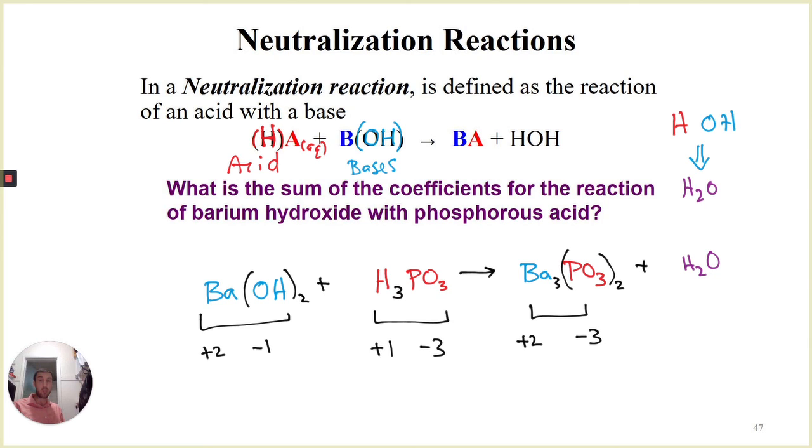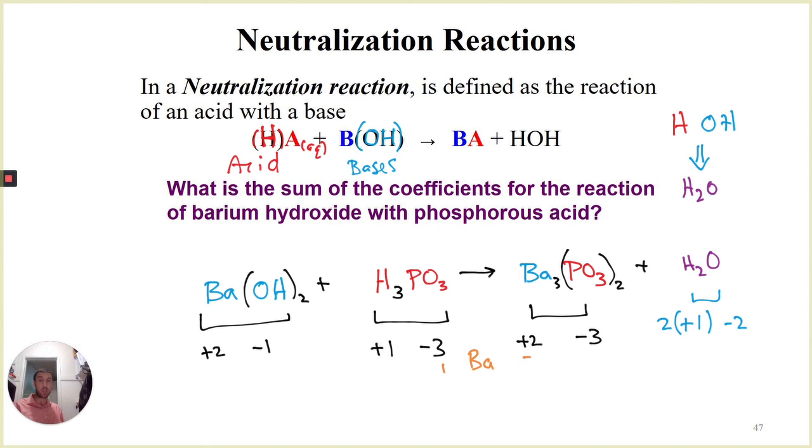H2O at the end could be a little bit tricky. Hydrogen's a +1, oxygen's a -2. There's 2 hydrogens though, so that does balance out the charge. Now that our formulas are correct, now we could try and go through and balance the equation.